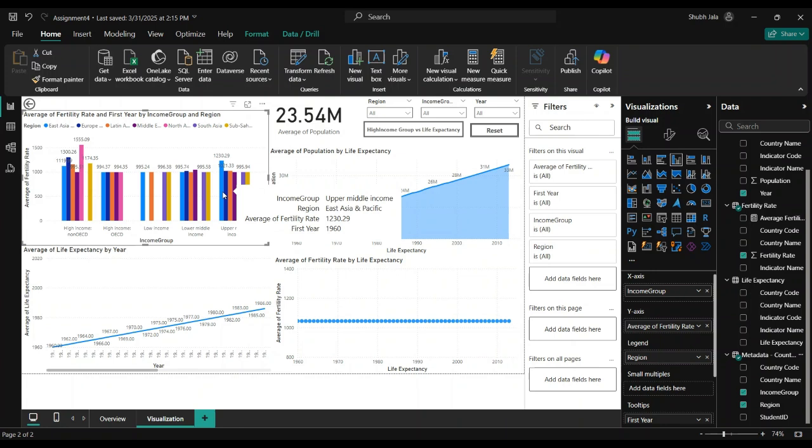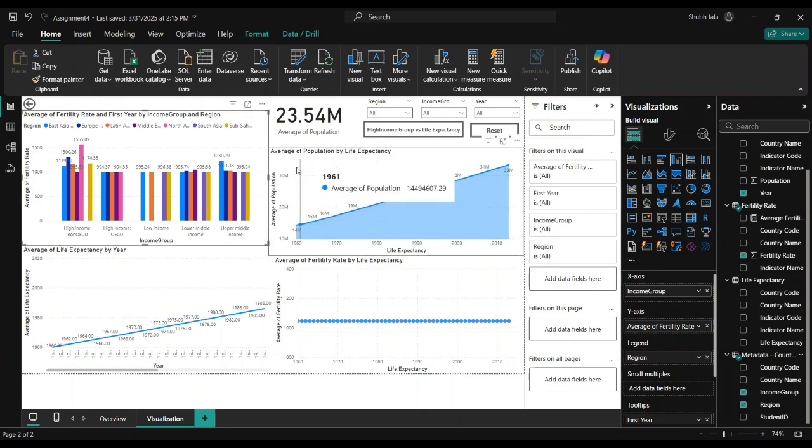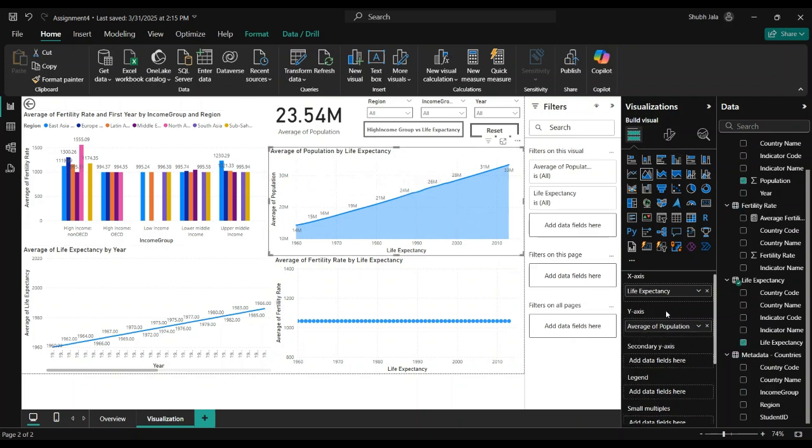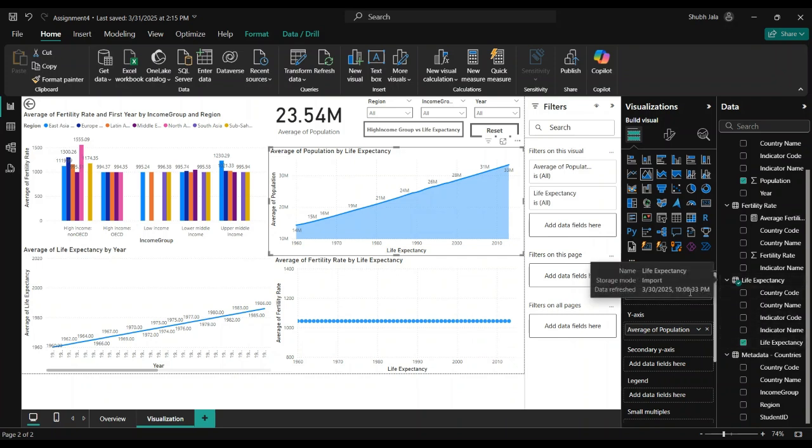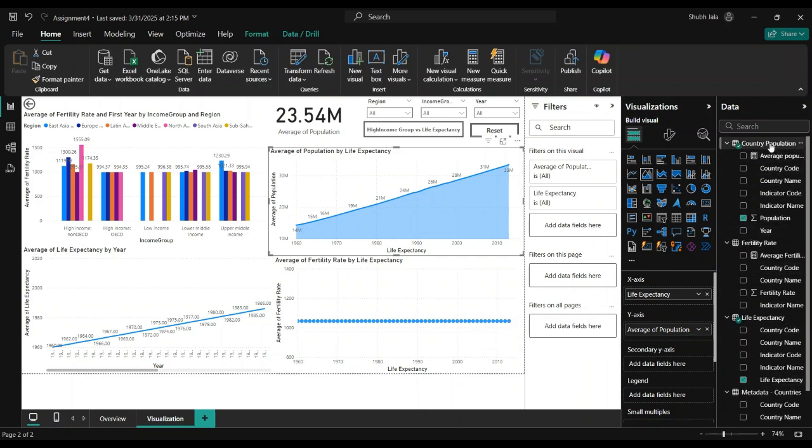After that, I made the average population by life expectancy. Here I have taken the x-axis as life expectancy from the life expectancy sheet, and the y-axis from the average of population from the countries and population Excel sheet. I made the average of population through a formula, so from this we get a line graph. From 1960 it's 14 million average population, which goes up to 33 million by the end of 2013.